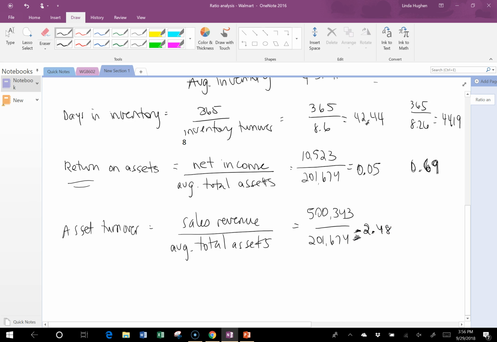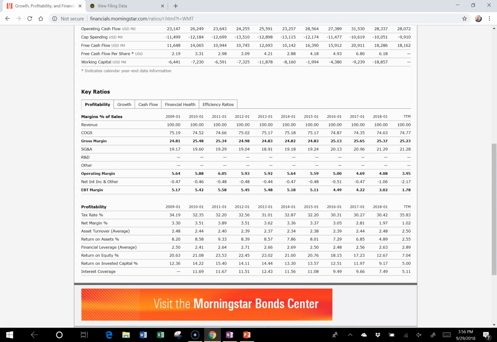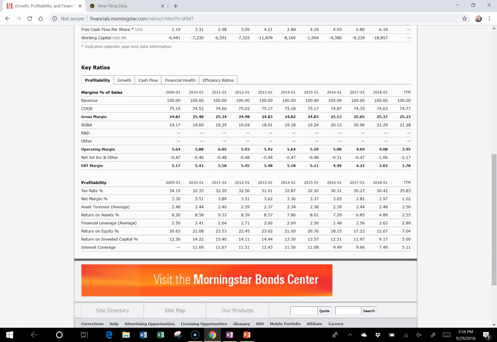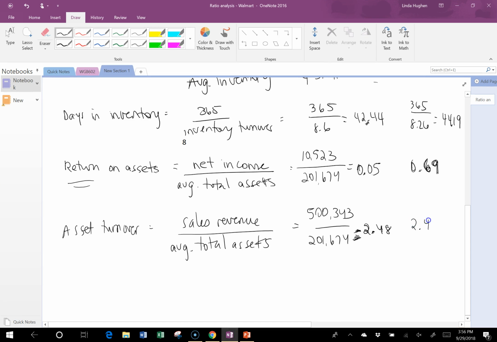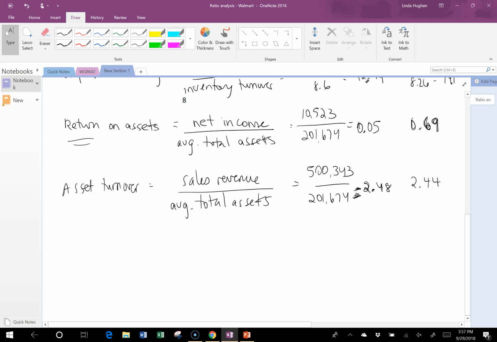Let's look at what it was last year. So let's go to Morningstar and look at our asset turnover here. It's been hovering around 2 to 2.5. Last year was, oh, not percent, sorry, 2.5 times. And this is the 2.48 that we calculated just now. Last year it was 2.44. So did the asset turnover improve or decline? Clearly it went up, but only slightly. Our investment in assets produced a little bit more revenue in the most recent year.